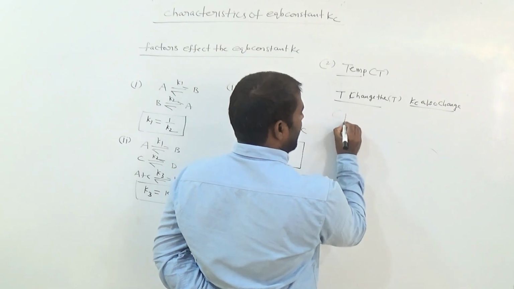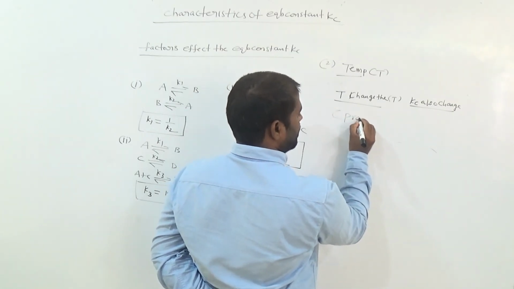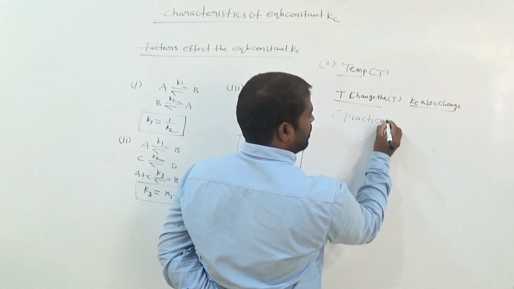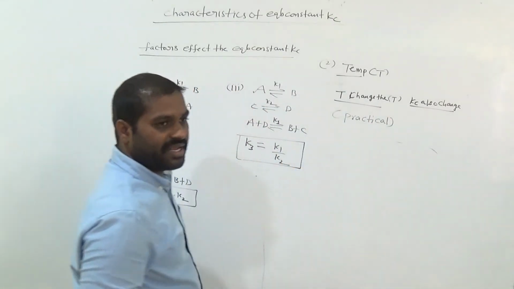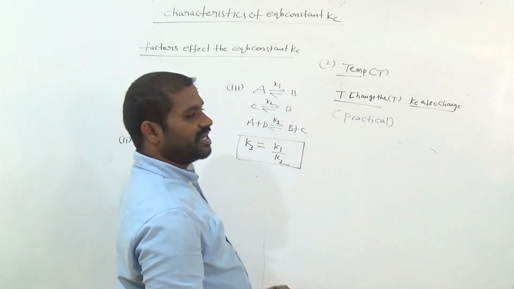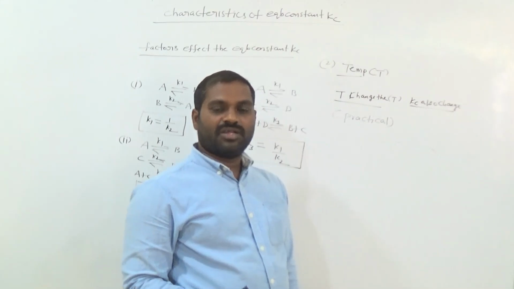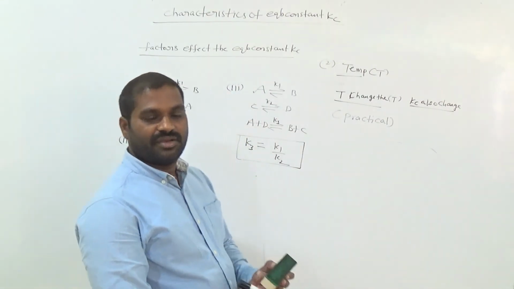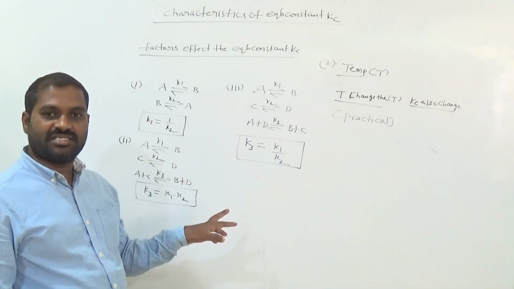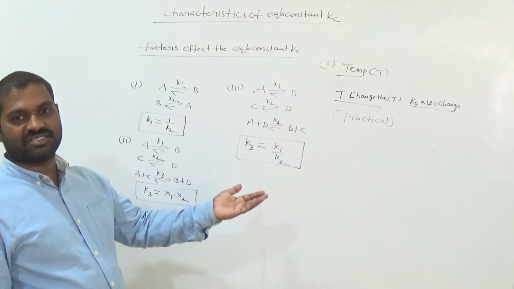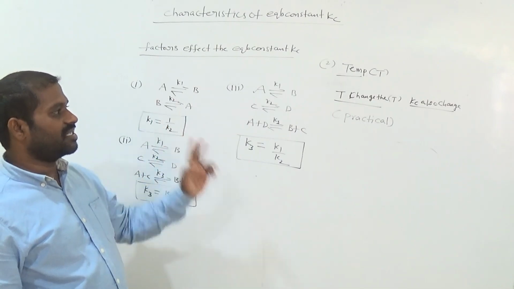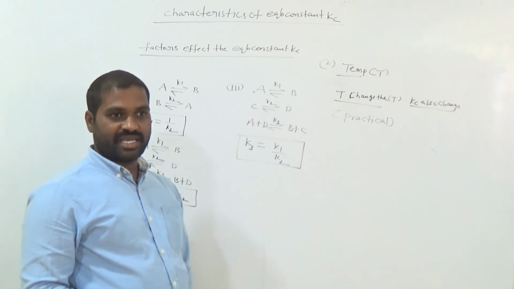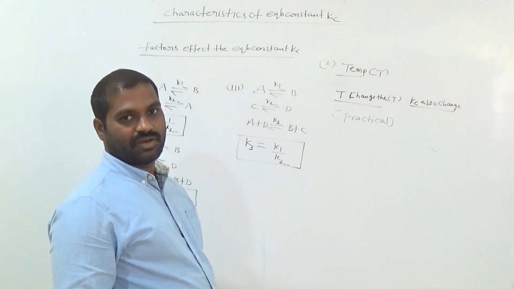So it is a practical explanation. Very, very important: when temperature changes, the equilibrium constant Kc also changes, and when stoichiometric coefficients change, what happens? The equilibrium constant also changes. These two are the factors which can influence the equilibrium constants.